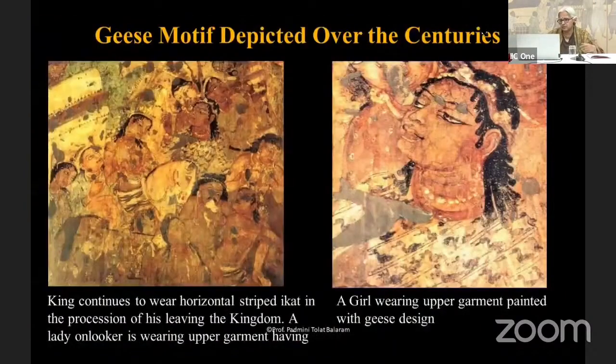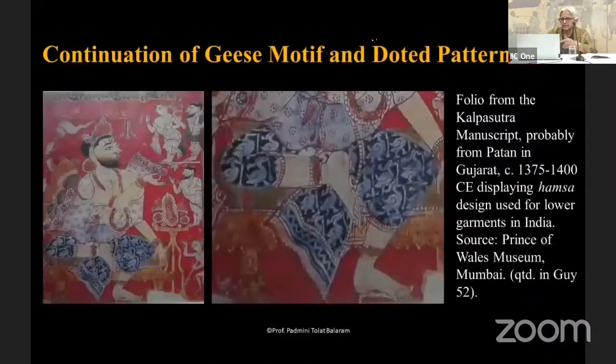This is a very well-known motif of India, the Hansa motif. You see in this Jataka tale, this lady is wearing that motif, and the batik is reversible batik. Then the continuation of the geese motif is seen in dotted patterns, like in the folio of the Kalpasutra manuscript, which is 1375 to 1400 CE.